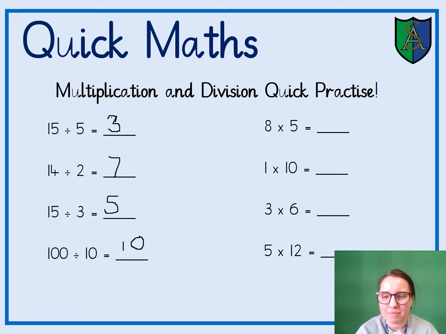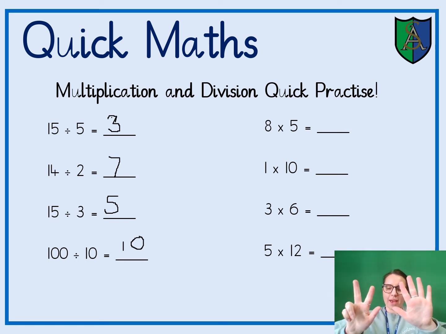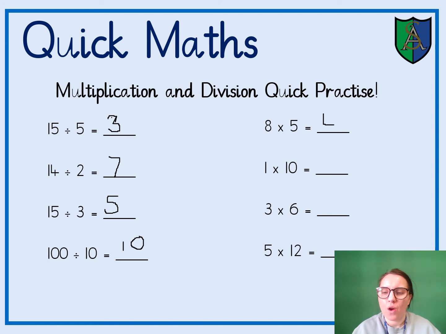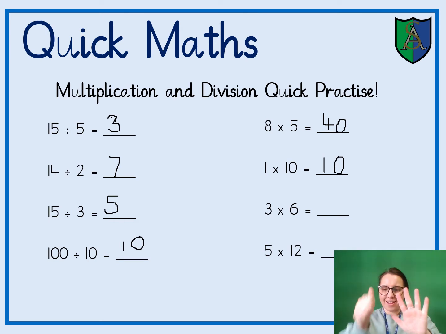Okay, 8 times 5. Well, I know that 5 times 5 is 25, so I can count on from there, can't I? 25, 30, 35, 40. So 8 times 5 is 40. 1 times 10 is 10. 3 times 6. Ooh, that's a tricky one, isn't it? I could either count in my 3's or count in my 6's. I think I'm going to choose to count in my 3's because I know that. 3, 6, 9, 12, 15, 18. So the answer is 18.